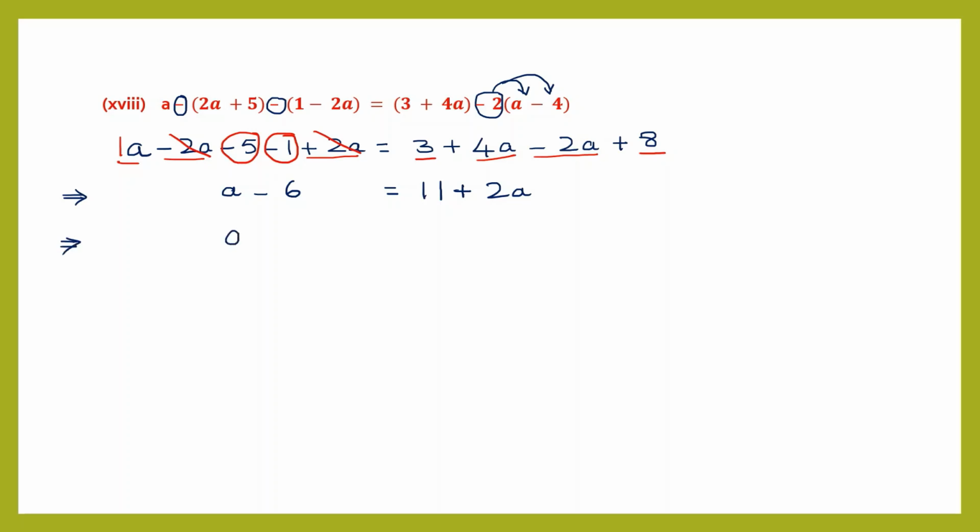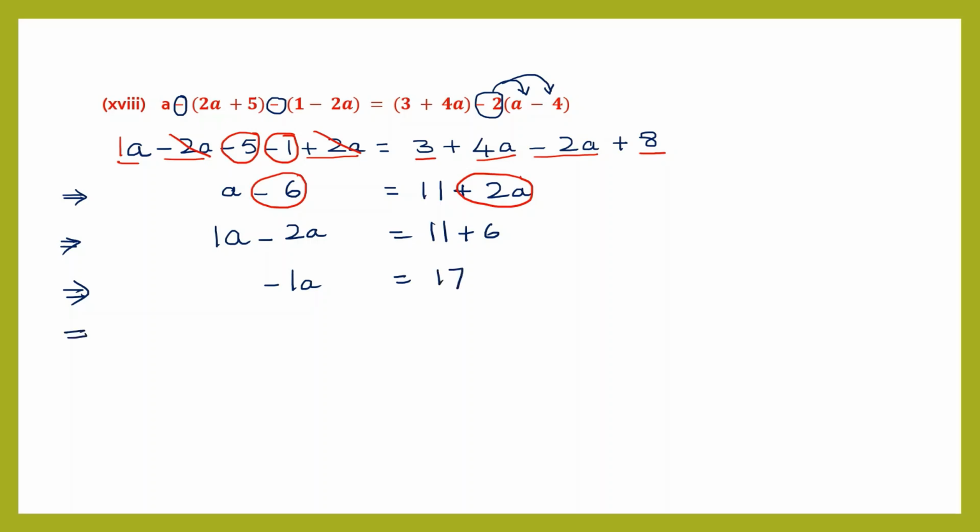Now let's bring all the A's to the left hand side. So we already have one A here. Let's transpose plus 2A to the left hand side. Now that will become minus 2A. On the right hand side we already have 11. Let's transpose minus 6 to the right hand side. That becomes plus 6. So let's solve this. 1A minus 2A, signs are different. 1 minus 2. So put the sign of the bigger number and subtract. 2 minus 1 is 1A. Now here 11 plus 6 is 17.